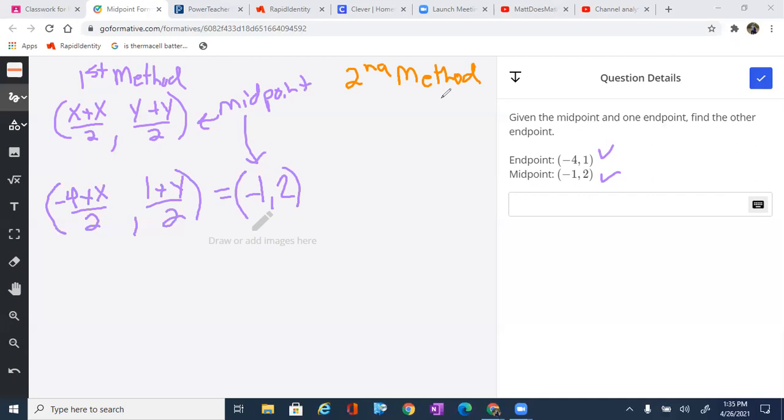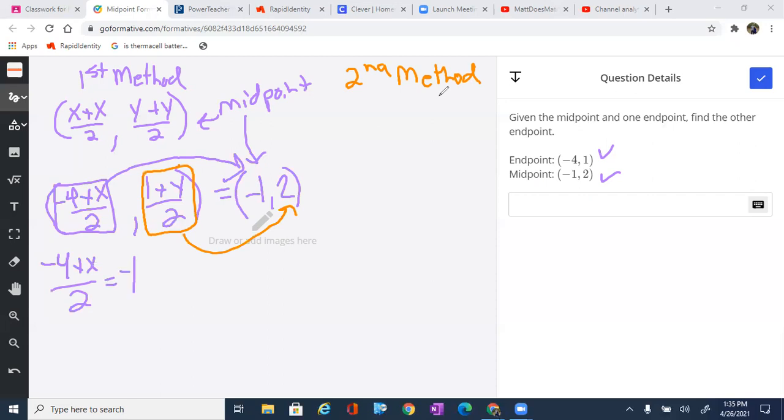So in order to solve this, I'm just going to take each piece and set it equal to its appropriate section in the midpoint. Okay. So that's all I'm going to do now: I'm going to take -4 plus x over 2 equals -1, and then I'm going to take 1 plus y over 2 equals the value of 2. And from there, simply just going to solve.